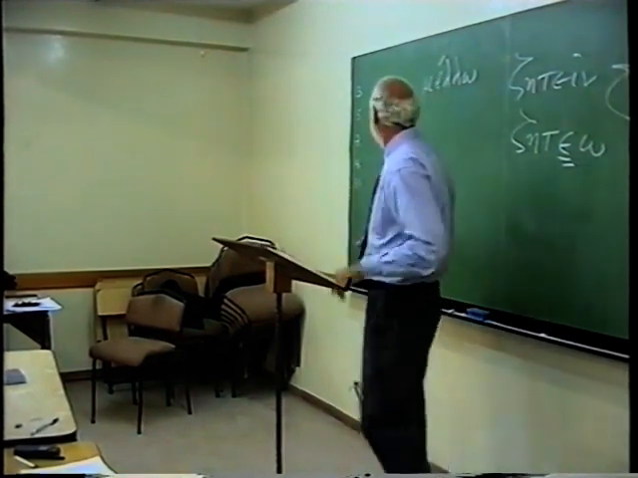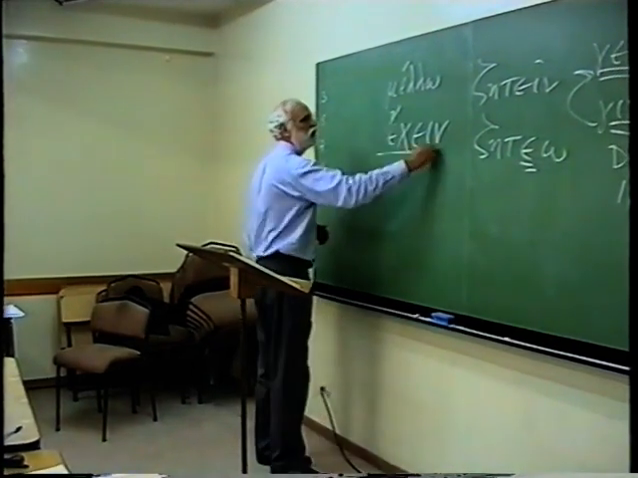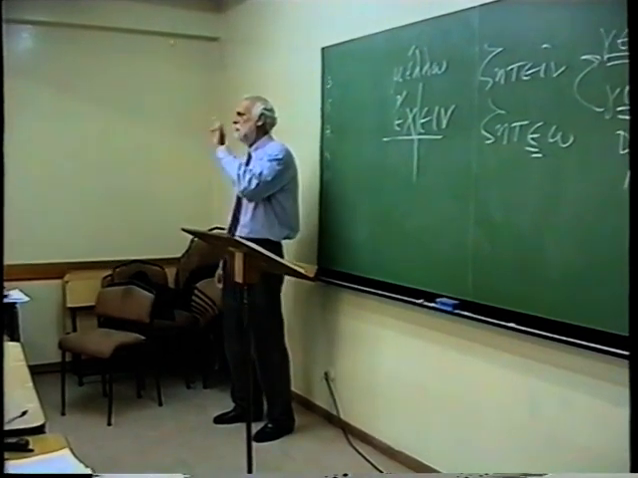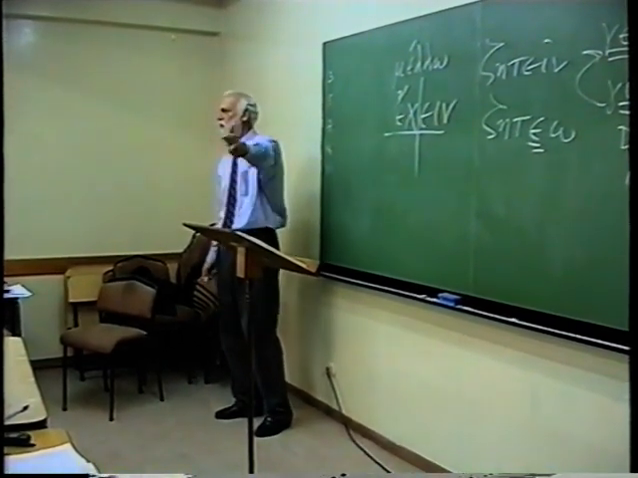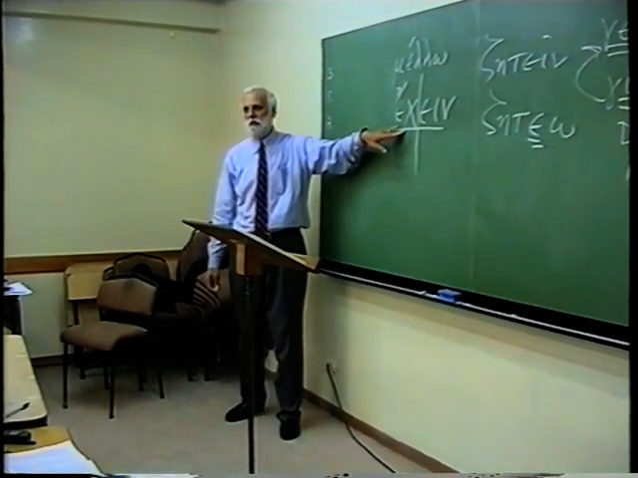Echein, I'll take. Okay, let's look at echein. We're going to need to parse echein. Everybody look at echein, and let's parse it. We need to give four things: the tense, the voice, the mood, and the source. What tense is echein? Present. What voice is echein? Active.